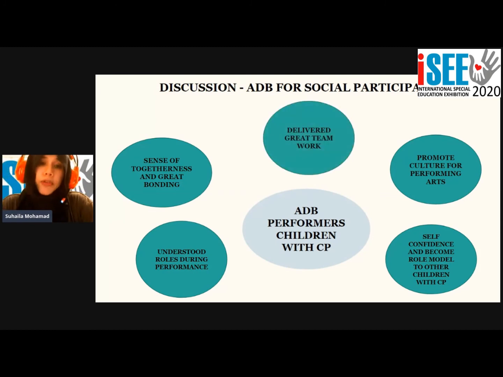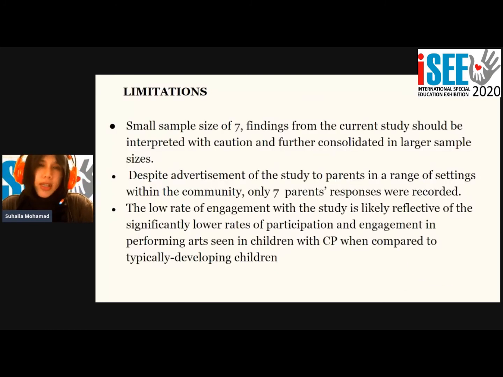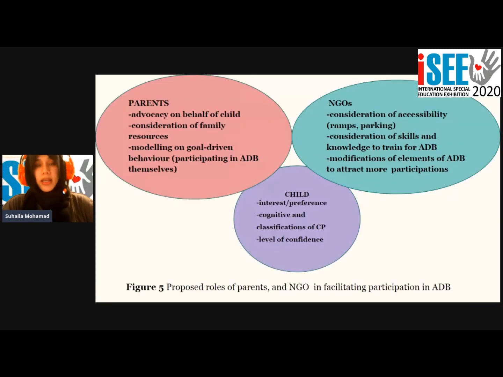Limitation. Firstly, given the relatively small sample size of 7, findings from the current study should be interpreted with caution and further consolidated in larger sample sizes. Despite advertisement of the study to parents in a range of settings within the community, only 7 parents' responses were recorded. The low rate of engagement with the study is likely reflective of the significantly lower rates of participation and engagement in performing arts seen in children with CP when compared to typically developing children.